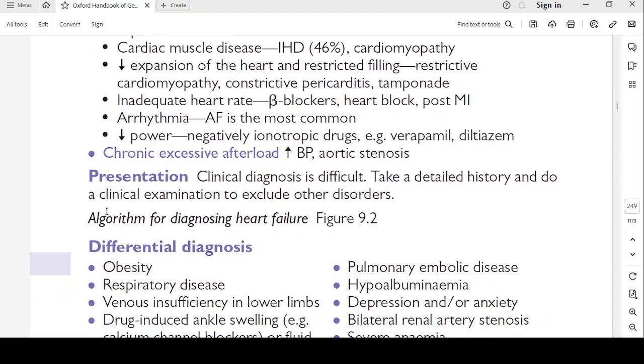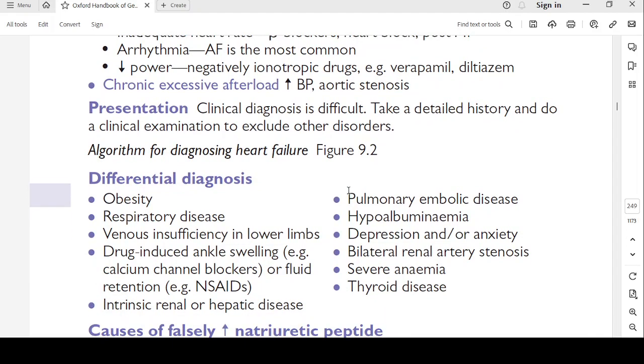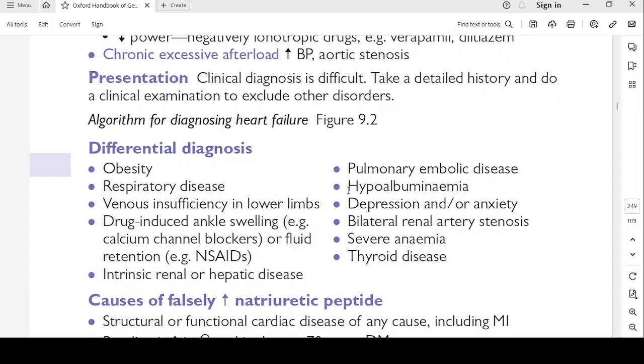Presentation. Clinical diagnosis is difficult. Take a detailed history and do a clinical examination to exclude other disorders. The algorithm for diagnosis of heart failure we'll see in figure 9.2.